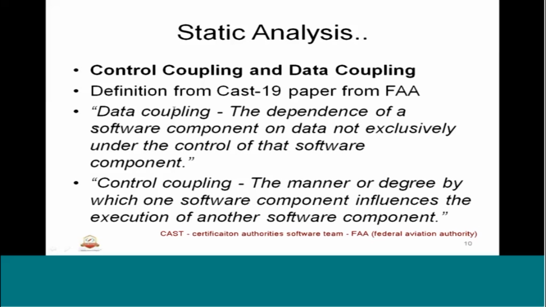Okay, so what is the definition of control coupling and data coupling from this paper? Data coupling is the dependence of a software component on data, not exclusively under the control of that software component. That means the data that is going to be used in the entire software component, but it is not entirely getting controlled with that component, but it is having a dependence on various other components. That is what the definition of data coupling.